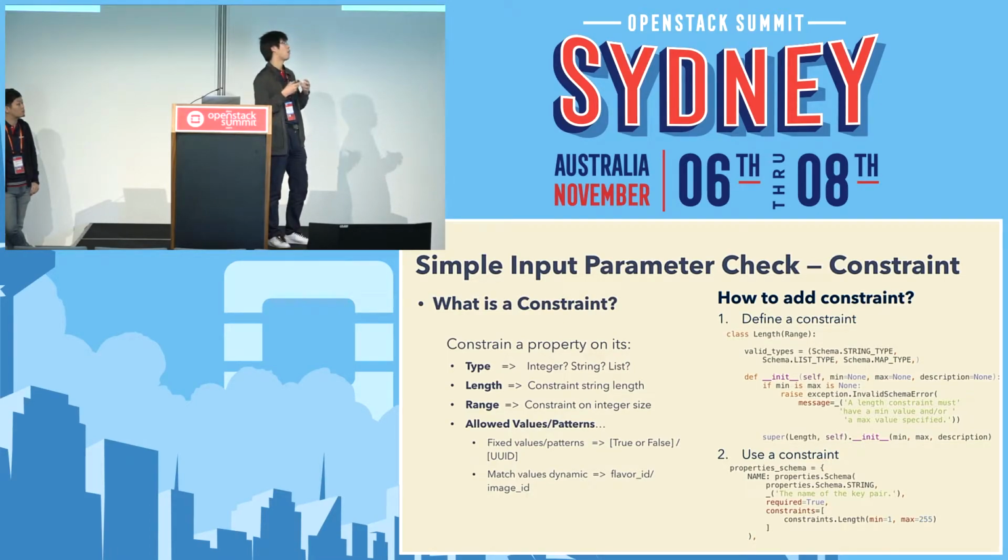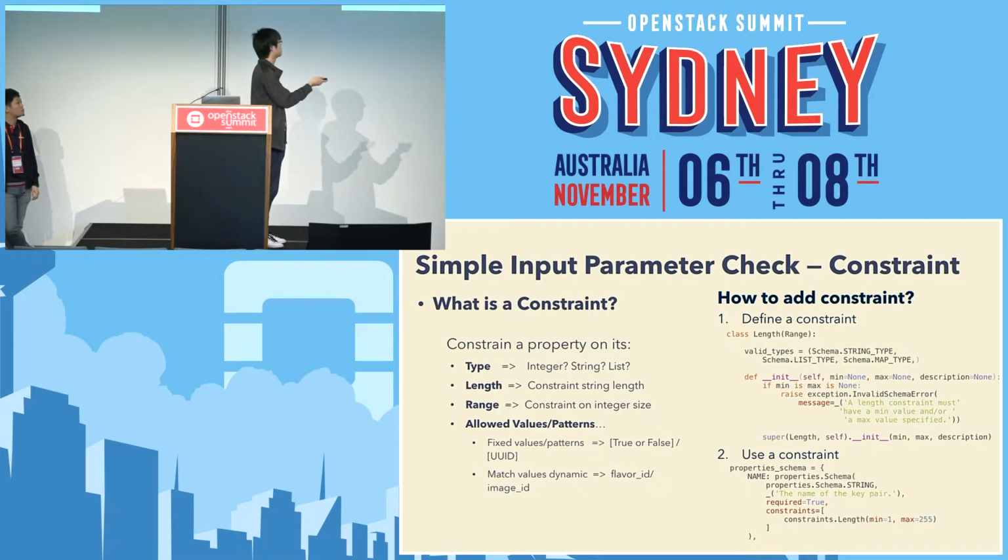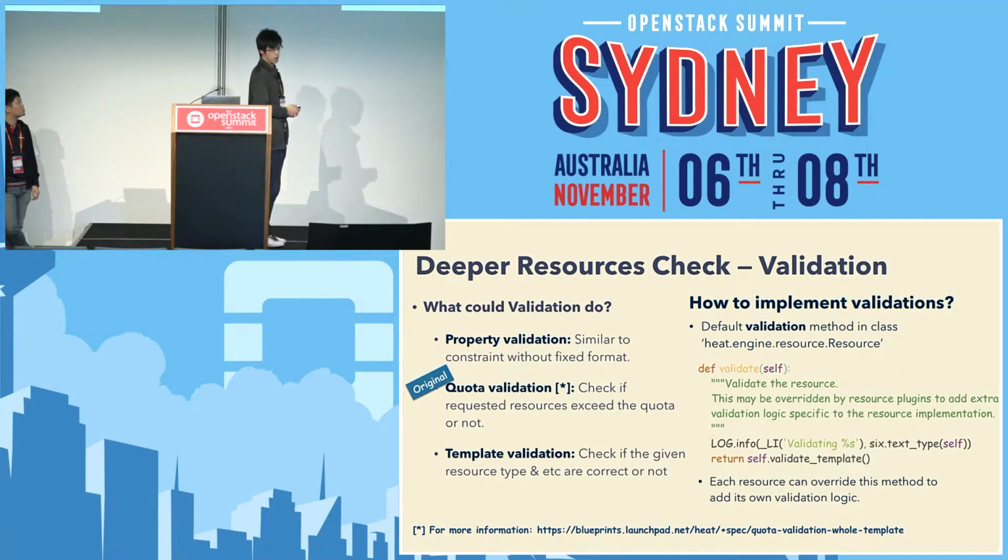Normally, we define it in the constraint file, and then you need to use the constraint in the property schema. In the property schema, we usually define the properties. For example, here we define a name, and on the value side of the name, there's a keyword named constraints. In this constraint, we use the method we just defined as a constraint.